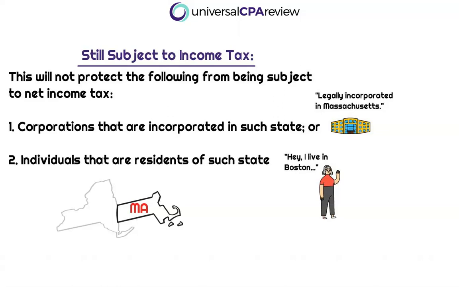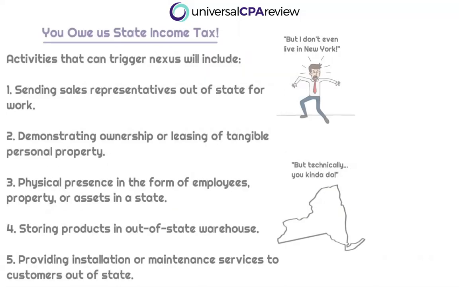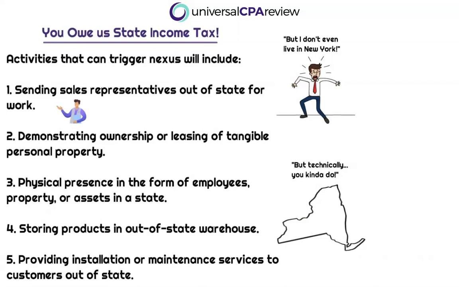So what does the government identify as a transaction that would trigger nexus? So keep in mind, this is a little bit subjective, but some common examples include the following. Could include sending sales representatives outside of state for work. Could be demonstrating ownership or leasing of tangible personal property. Could be a physical presence in the form of employees, property, or assets in a state, storing products in out-of-state warehouses, and providing installation or maintenance services to customers out of state.